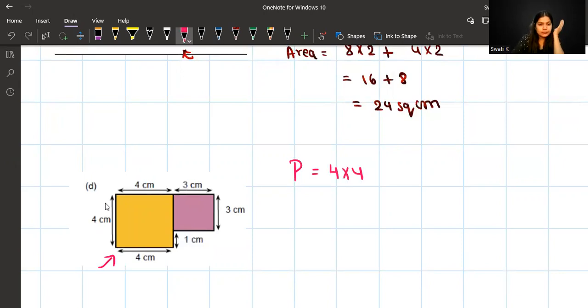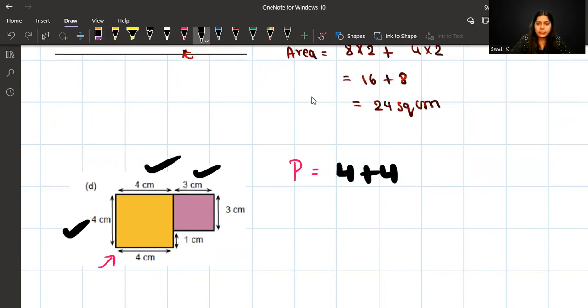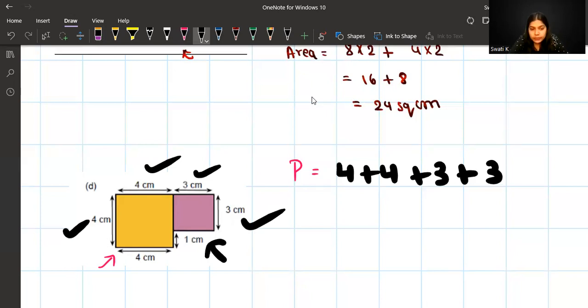Because 4 plus, no. No, we can't use 4 times side because this we are not including, right? So we can't say 4 into side because in that way we are including this part as well. It's better if you just do perimeter as the sum of the length of the boundaries. So 4 plus 4 plus 3 plus 3 plus, oh, okay, yes, this is 3. So this is also going to be 3 only. Don't get confused. This 1 is the length of this part, okay? So plus 3 again, plus 1, and then plus 4.